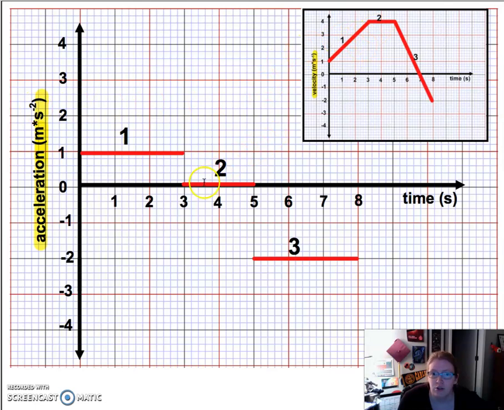For section 2, 0 meters per second squared. Pretty boring, not accelerating. That means that the velocity is constant at this time. And then for section 3, we have an acceleration of negative 2. So it's a negative acceleration. We can tell because this is clearly a negative slope. Negative 2 meters per second squared. Awesome. So hopefully you've jotted this down along with your work on 3.5 on your notes sheet.